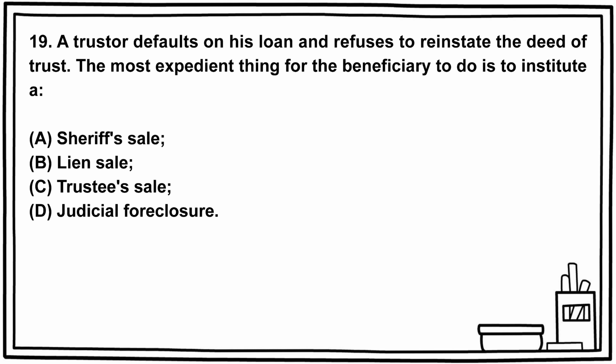19. A trustor defaults on his loan and refuses to reinstate the deed of trust. The most expedient thing for the beneficiary to do is to institute A. a sheriff's sale, B. lien sale, C. trustee's sale, D. judicial foreclosure.